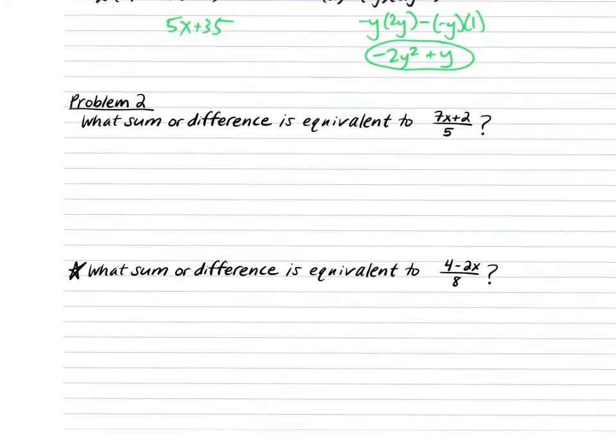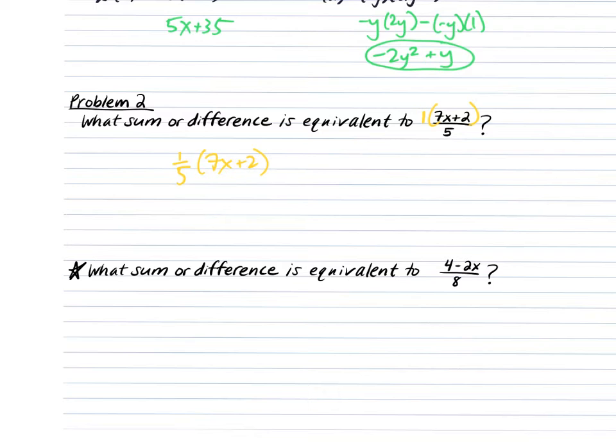What sum or difference is equivalent to this fraction here? So when we see a fraction with an expression here, you can also think of this top as being grouped. I remember this can be a 1, and then this together here, 1 over 5, can be split out like 1/5, and then the 7x plus 2. So this actually becomes a distributive property problem.